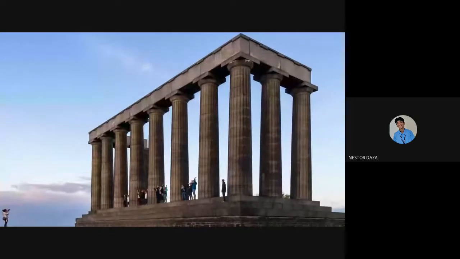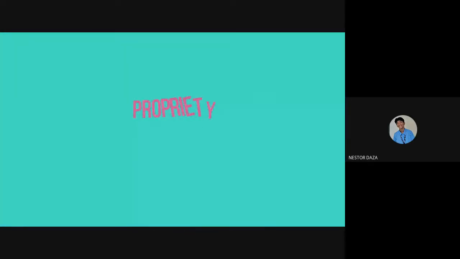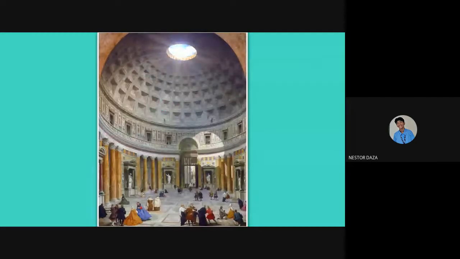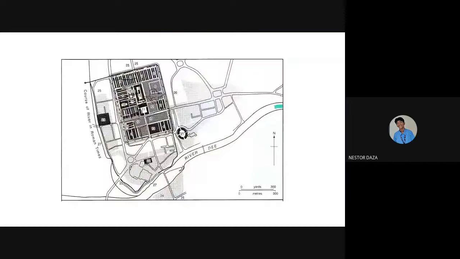A beautiful project that lacks proper functional thinking is considered a failure. Propriety is respecting the context of the project, such as opening the top of the Roman temples to have direct access to the heavens and their gods. This principle asks the architects to understand the usage and the location of their projects.